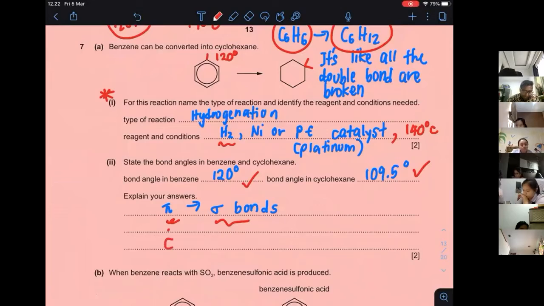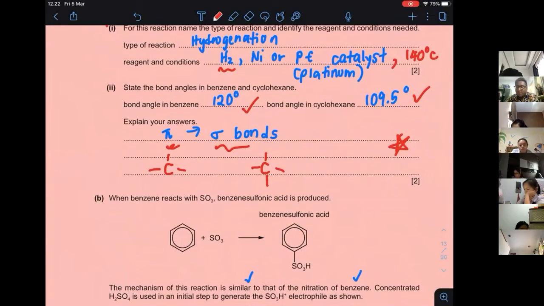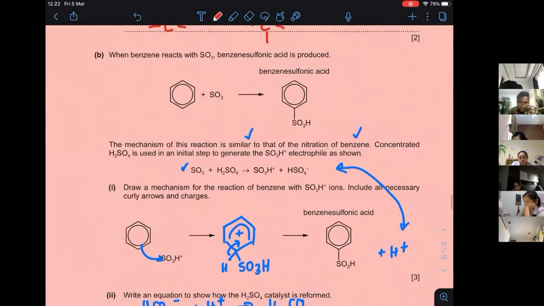Earlier each carbon was bonded by 3, but now each carbon is going to be bonded by 4. Therefore, they are going to have a tetrahedral arrangement. So please refer to the marking key. I think the important thing is the pi bond is changing into sigma. Now next, we have this mechanism.